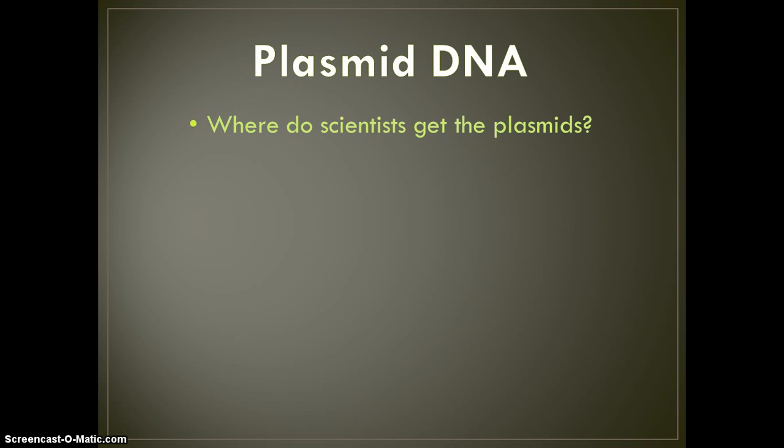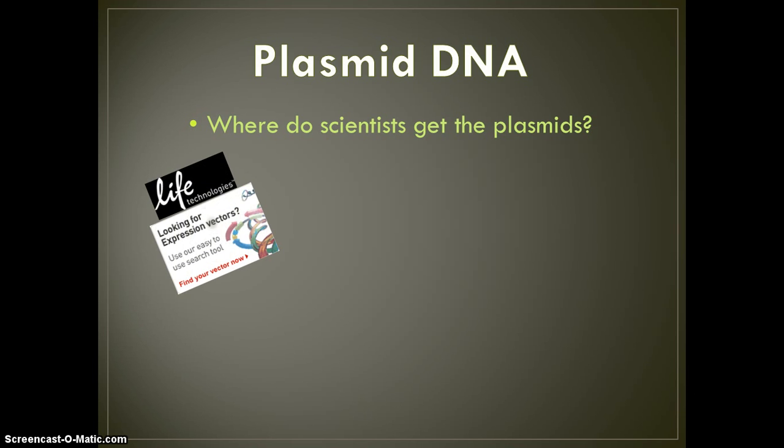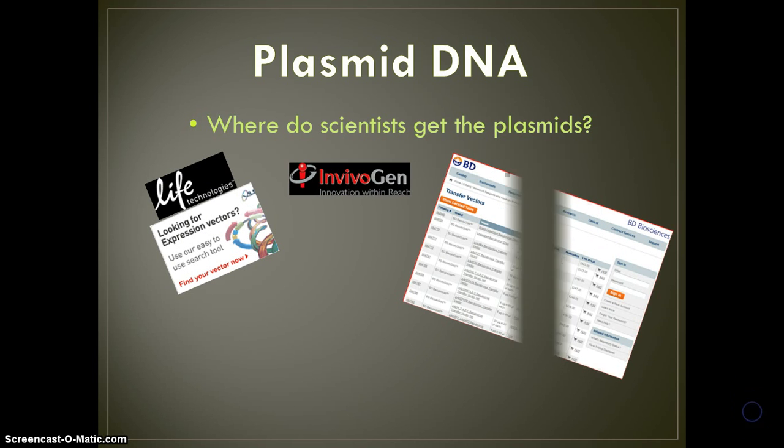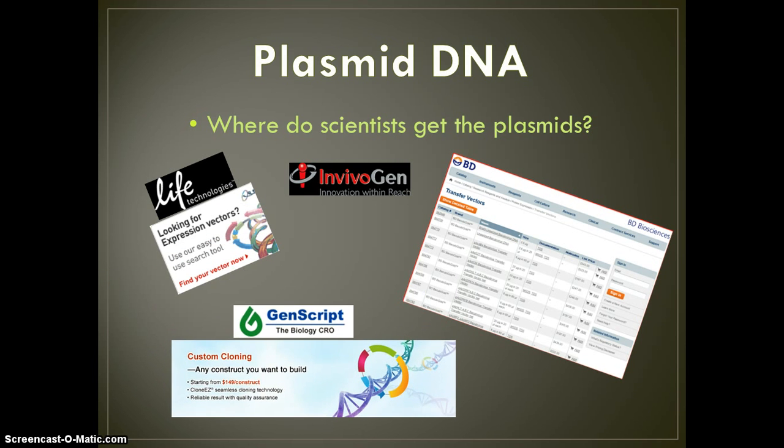Next we will consider plasmid DNA. Where do scientists get the plasmids? Although it is possible to design and build your own, most scientists purchase their plasmids or vectors from a wide selection of companies such as Life Technologies, formerly known as Invitrogen, Envivagen, BD Biosciences, and GenScript, just to name a few.